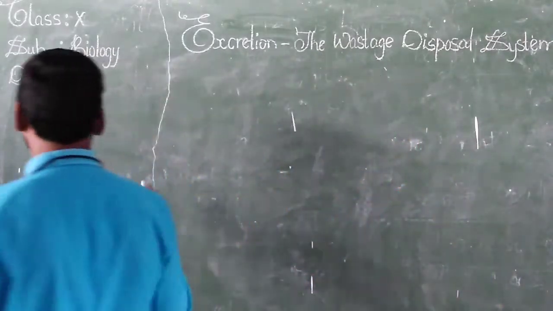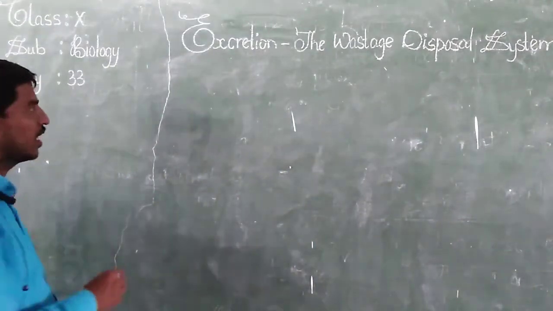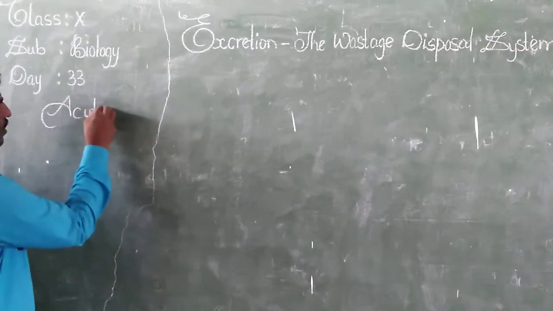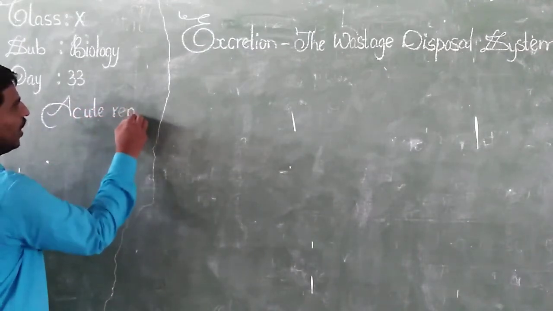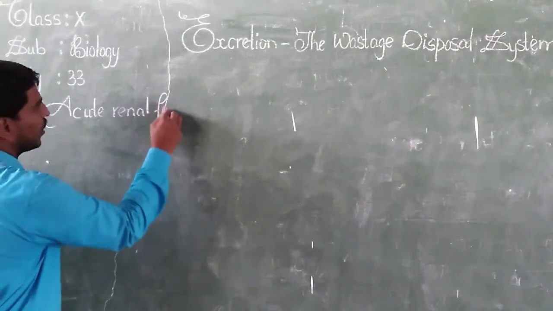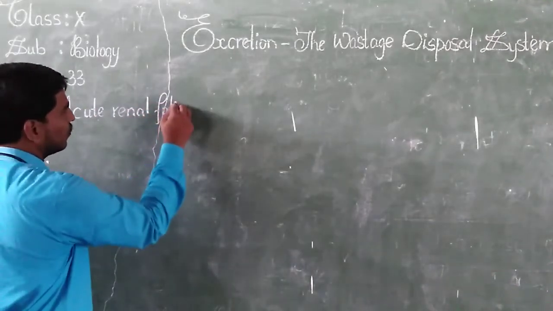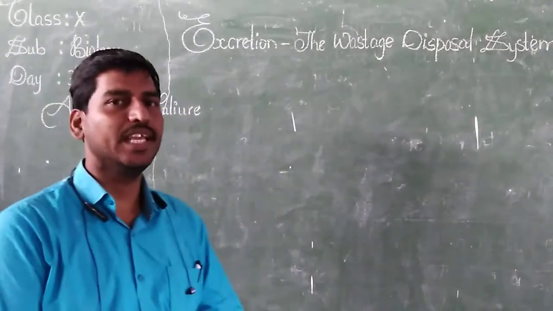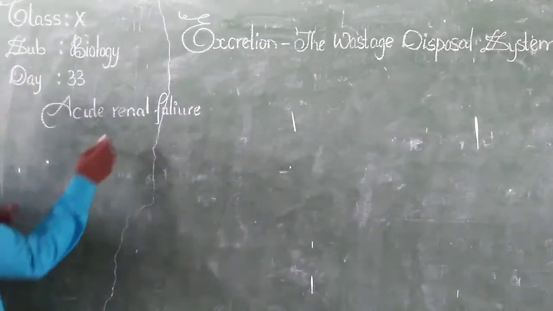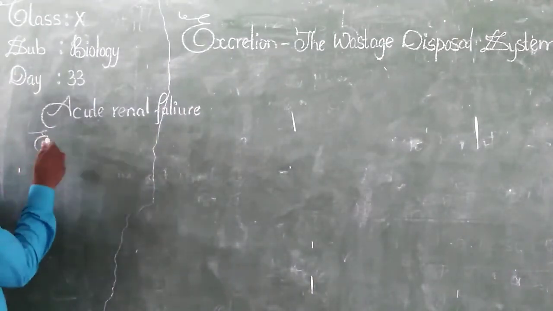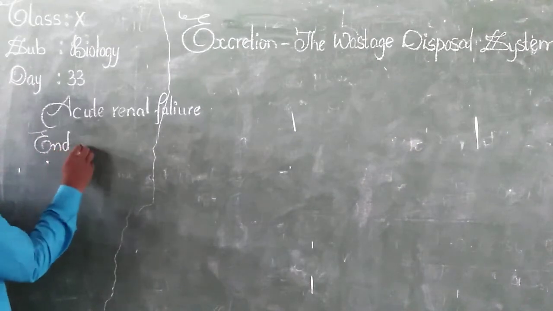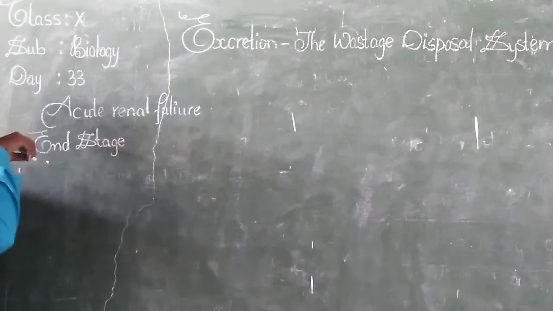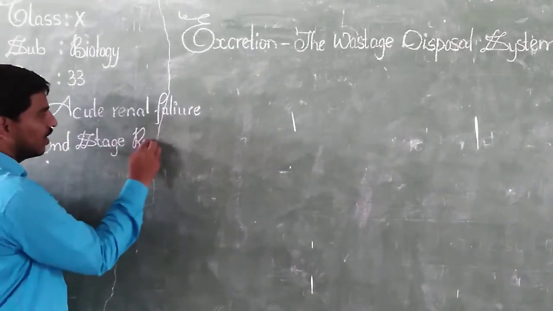That particular condition where two kidneys fail, we call it acute renal failure. What do we call? Acute renal failure. Right. So that means both the kidneys have failed. Even that particular situation is called end stage. That means complete. This stage is the end. For what? End stage renal.